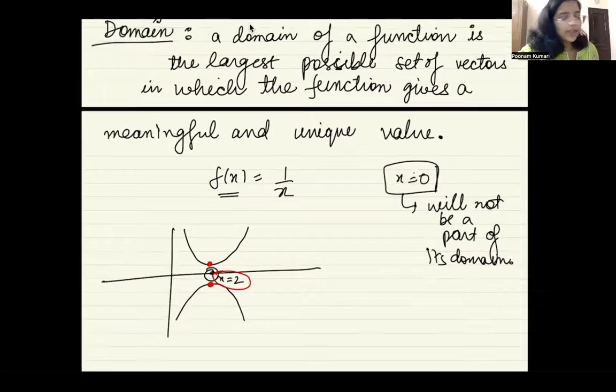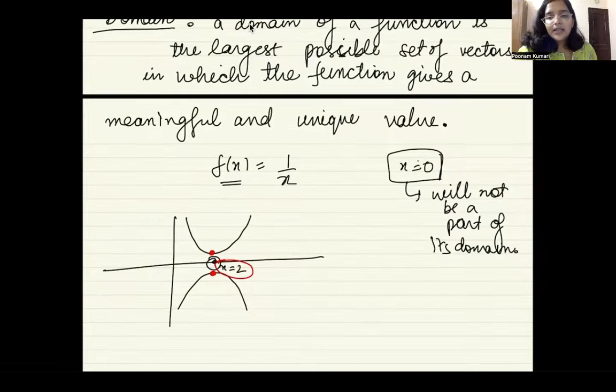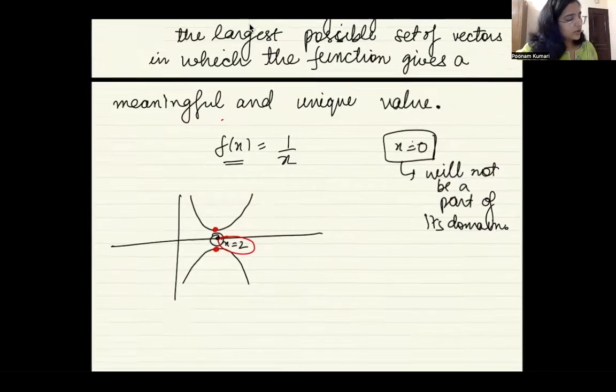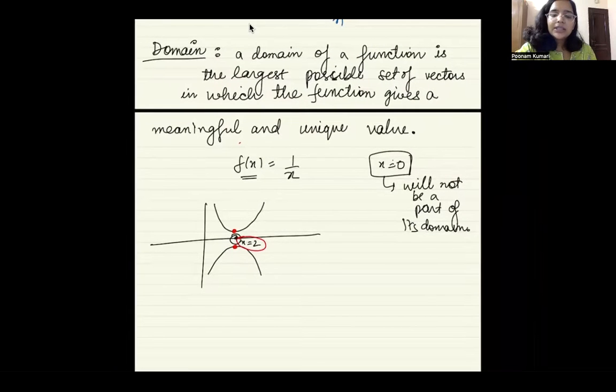ठीक है? So there are two properties that are needed for a particular value to be in the domain. One, the function should be able to give some meaningful value, and the function should have unique values whenever you put that value in that function. Okay, so these are two important conditions. Anybody has any doubt in this?